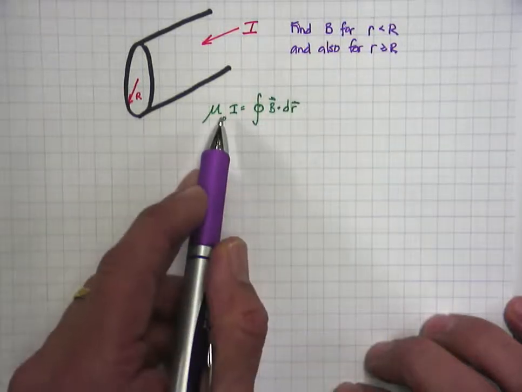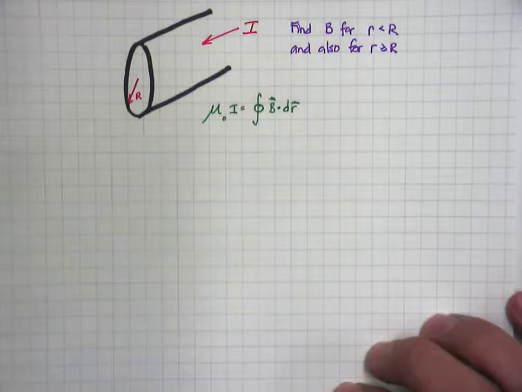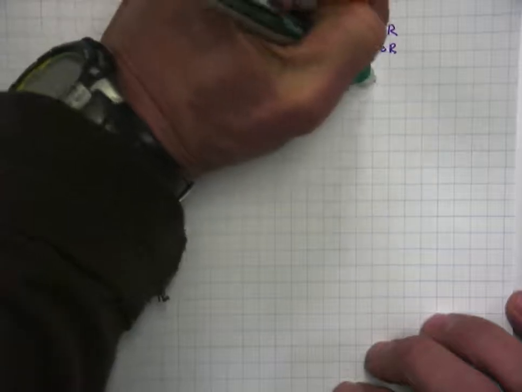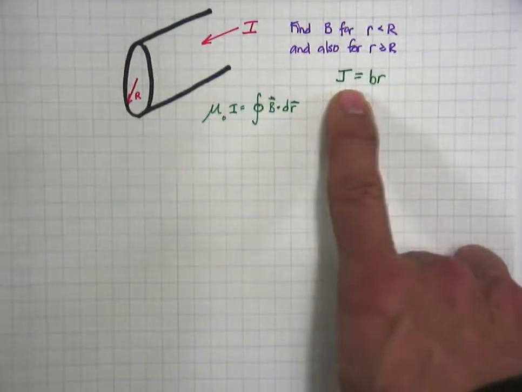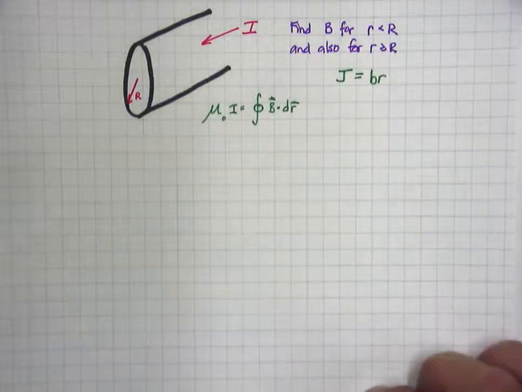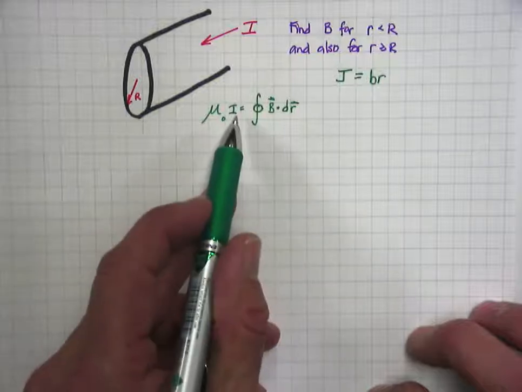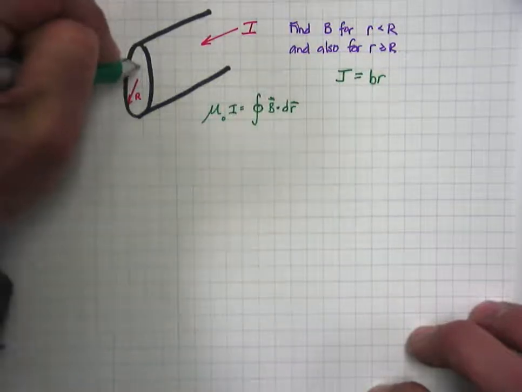Well, this is an application of Ampere's law, but we're going to add a little complicating factor. We're not going to have a uniform current density. We're going to say that the current density is a function of r. So b is just some constant. We don't know what it is. It's just symbolized with b. And what that does is it complicates figuring out what is the current that's enclosed in our Amperian loop.